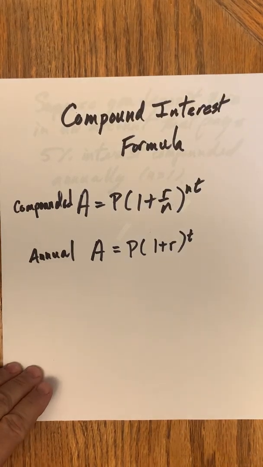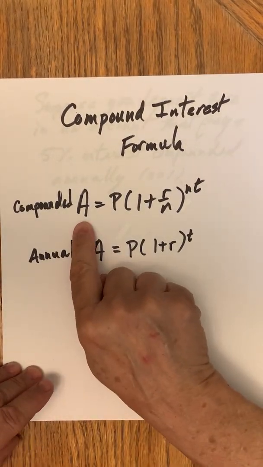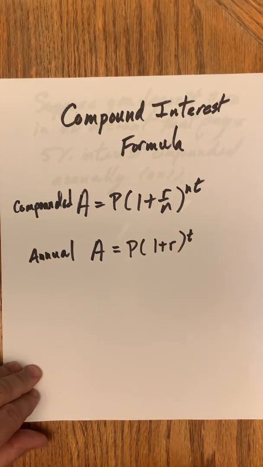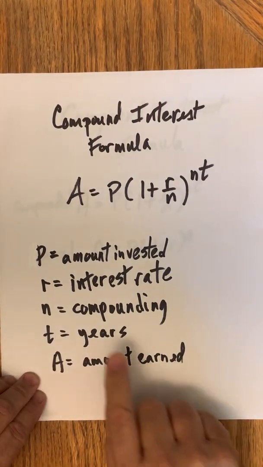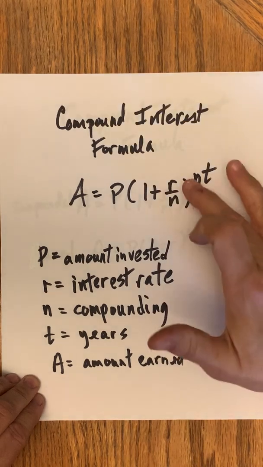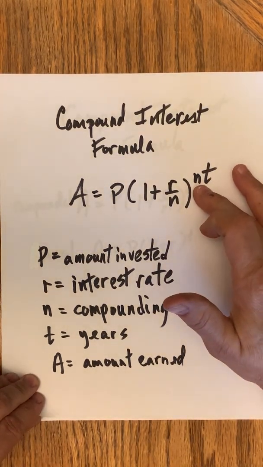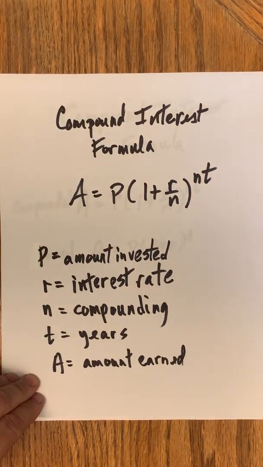Now, the compound interest formula is A, which is the amount. Actually, let me put this in here so you can see it. This is where we're going to get to. A is the amount that you actually earn. P is the amount you invest. It's called the principal. R is the interest rate that you earn. N is the compounding, which is how often the interest is calculated.